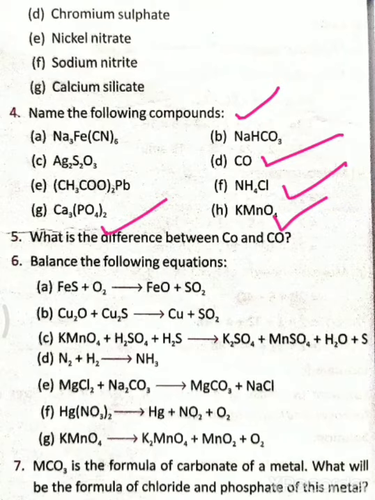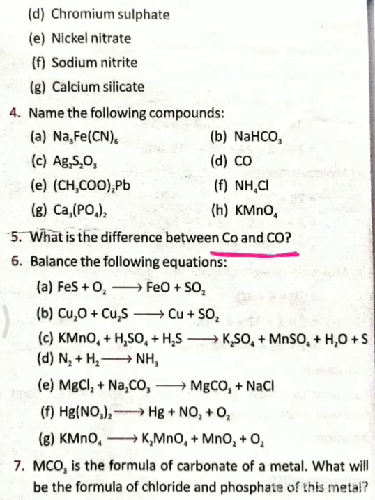Okay, then your next question, what is the difference between Co and CO? You can see here in the first one the o is a small letter, in the second one both are capital letters. So this Co means the symbol of your cobalt, and this CO means your carbon monoxide.